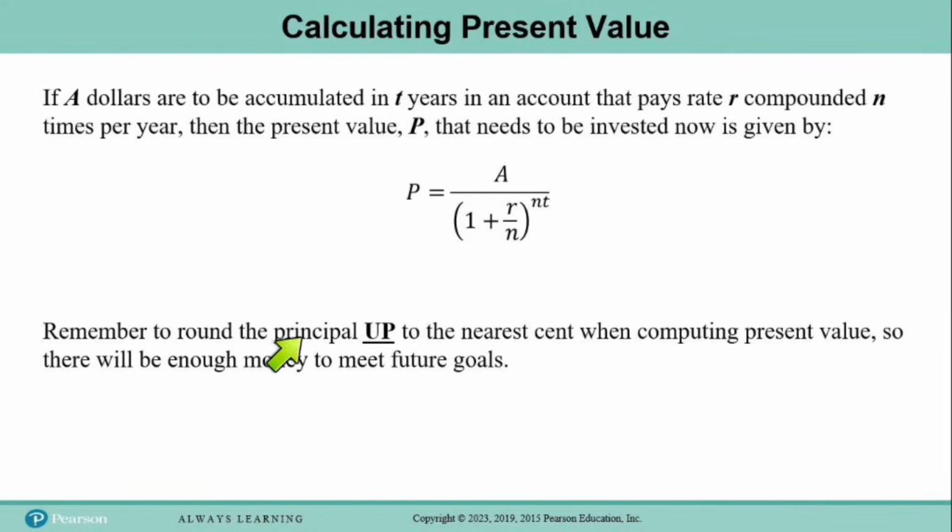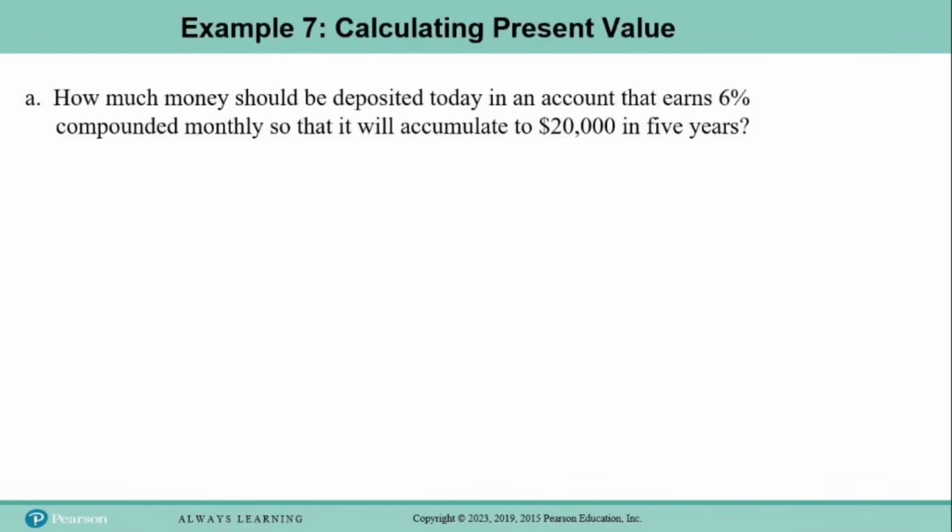So remember to round the principal up to the nearest cent, or the nearest dollar if the instructions say nearest dollar. So round up when computing present value so that there will be enough money to meet future goals. Here is a little example for us, and this is example 7. How much money should be deposited today in an account that earns 6% compounded monthly so that it will accumulate to $20,000 in 5 years?